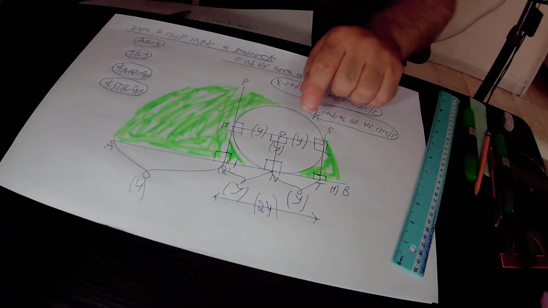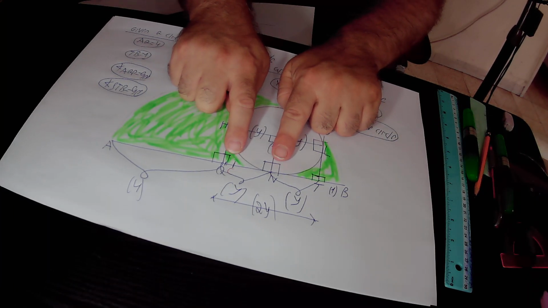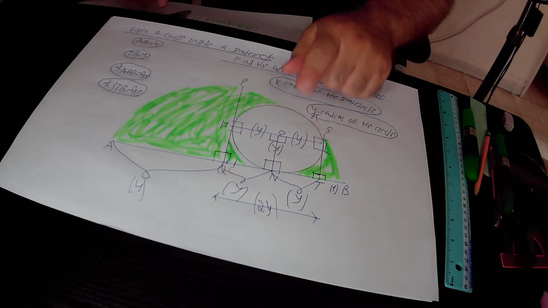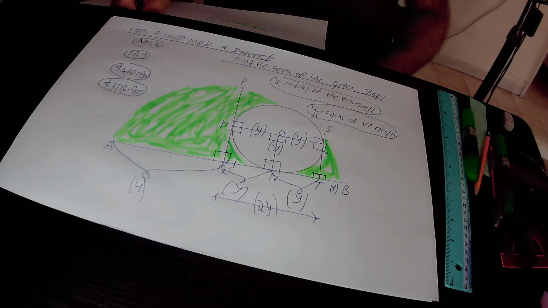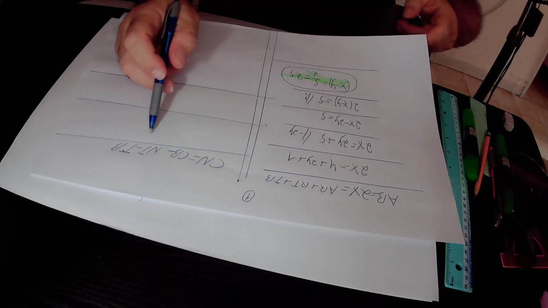What is the length of the line segment CN? From the drawing it is very easy to see that CN in total equals CB minus NT minus TB. So I write it down: CN equals CB minus NT minus TB.